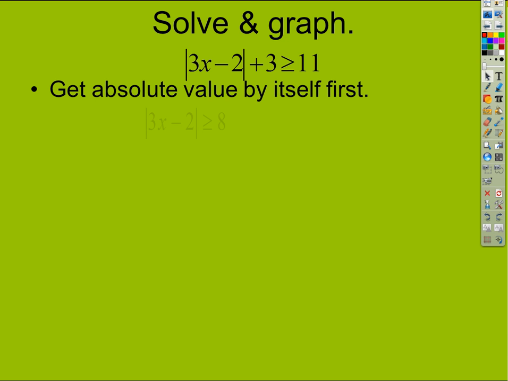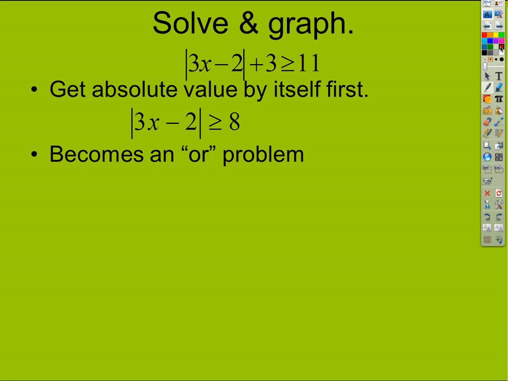But is it going to be an and or an or? Or. How come? Greater. Yeah, the greater than part, right? It's the direction of that inequality sign that tells me. Once again, here's why it's or. Those two go together. And then how do I set that up?